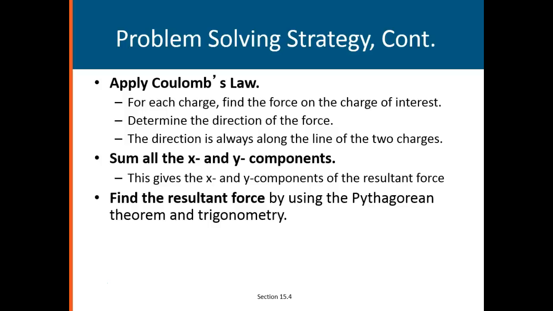Apply Coulomb's law. For each charge, find the force on the charge of interest. Determine the direction of the force. Direction is always along the line of the two charges. And it's either going to be toward the other charge or away from it, depending on whether they're different signs or the same sign. Sum all the x and y components. Please, when you do vectors, use component notation. This gives the x and y components of the resultant force. Then find the resultant force using Pythagorean theorem and trigonometry, which basically is inverse tangent. That's the part of trigonometry you use. Pythagorean theorem gives you the magnitude of that force. The inverse tangent gives you the direction.